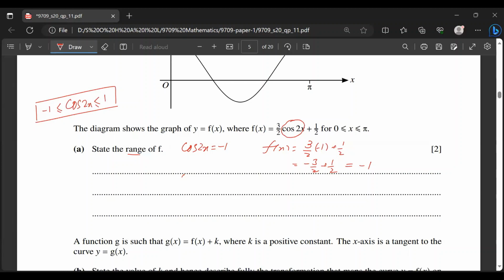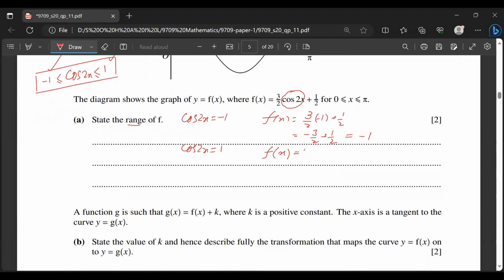And then next you put cos of 2x equal to the other value, which is 1. So simply by using these, you can find the range for any function. This technique you can apply for any trigonometric function containing sine and cos. It is 3 over 2 plus 1 over 2, so this is 2. So the smallest value for this graph is -1, and the largest value is 2.